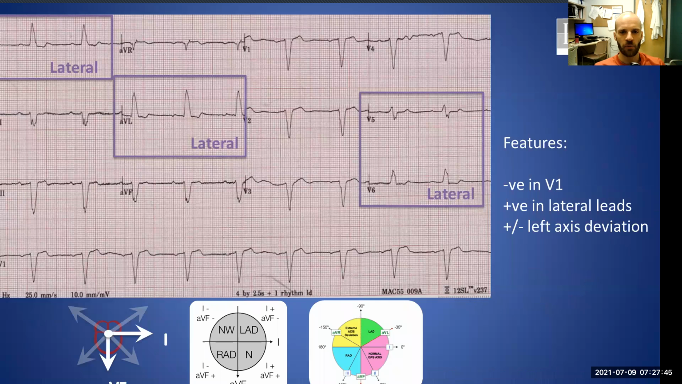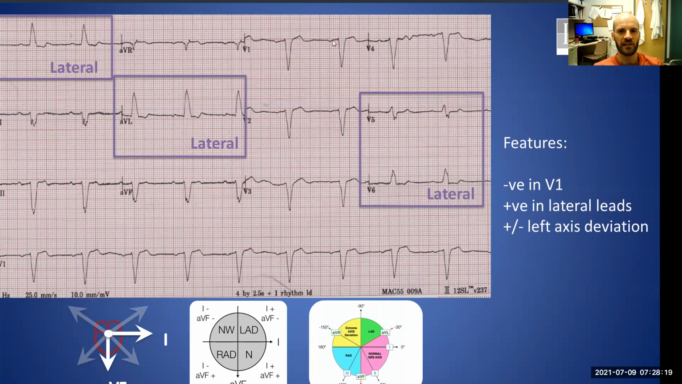So this is what it looks like on a 12-lead ECG. Here we've got sinus rhythm. You can see P waves, QRS, T waves. You can see that in lead V1, which is the one that we're going to particularly focus on, our broad QRS complexes are negative. In this case, we've got a small initial upstroke, but then it's predominantly negative. In the lateral leads, lead 1, AVL, V5 to V6, we've got predominantly positive QRS complexes.